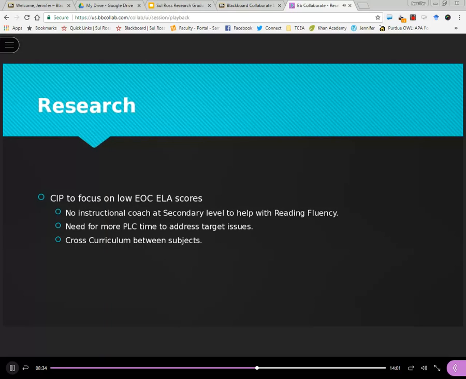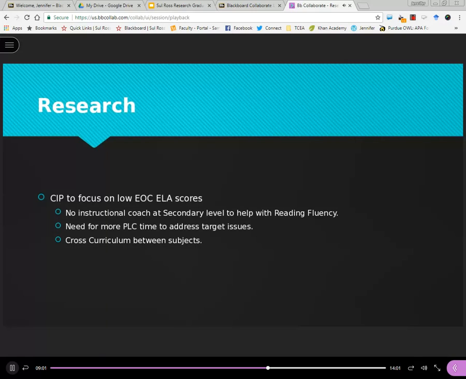We're seeing some kids aren't being caught, and those gaps aren't being filled. So by the time that they hit that middle school, high school level, we're having to fill those gaps, and we're still having to teach that new content to ensure that we're showing academic success. So there's a need in our district for more PLC time to address these target issues.